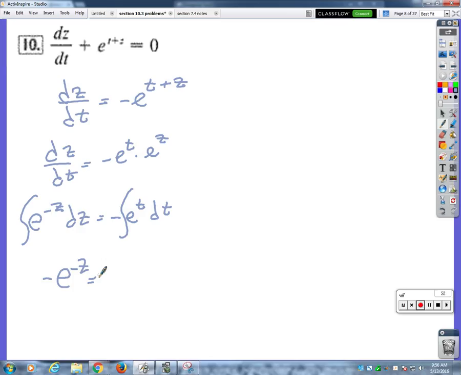Antiderivative of e to the negative z is negative e to the negative z. Antiderivative of e to the t is e to the t, and we have that negative in front, so we're going to go negative e to the t plus c.